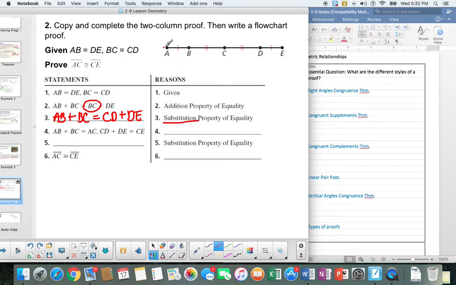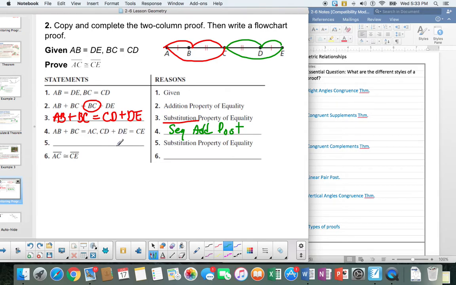Now this says AB plus BC is equal to AC. That looks like little plus little equals big. And we can say the same thing about CD and DE equaling this whole thing. So that's called the segment addition postulate.